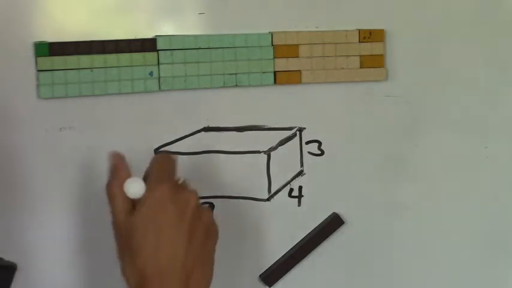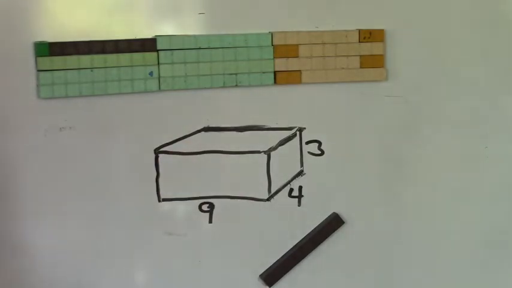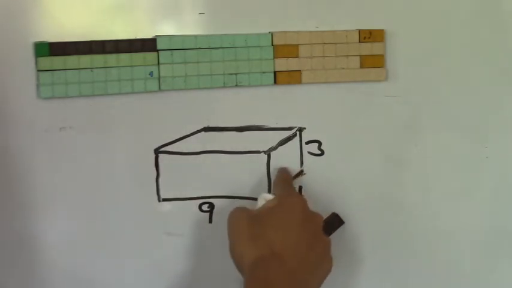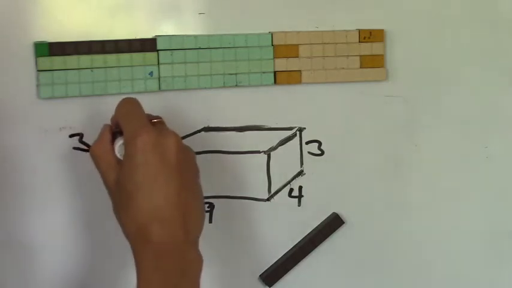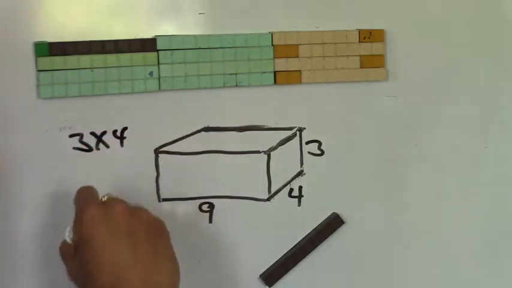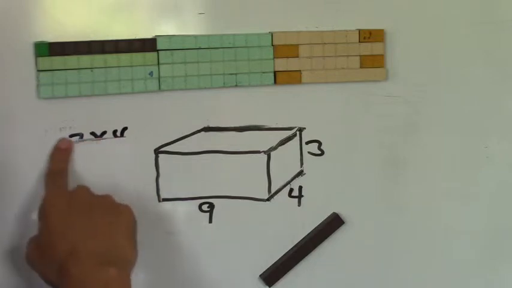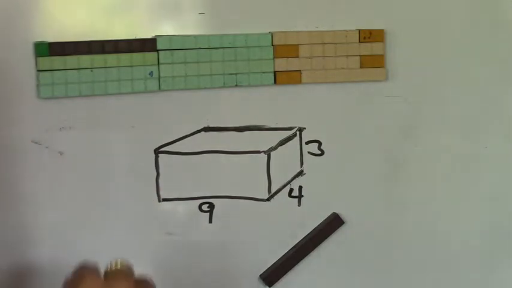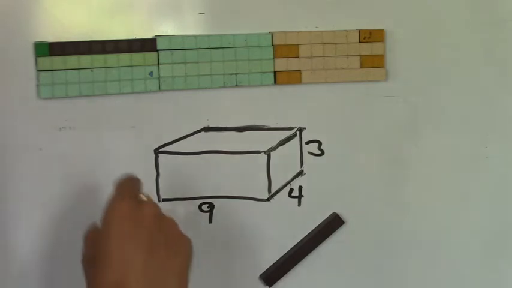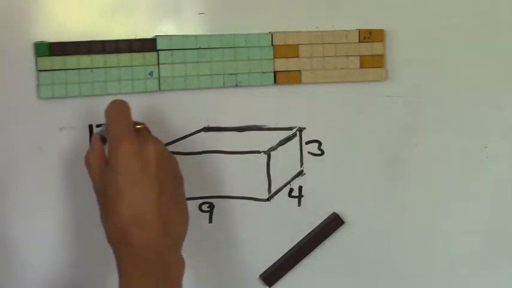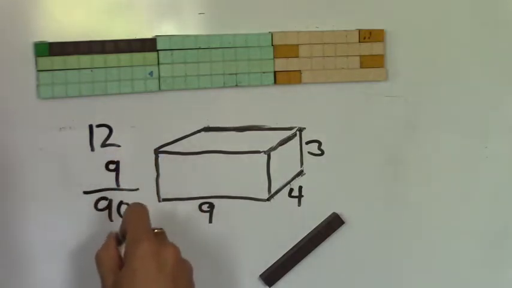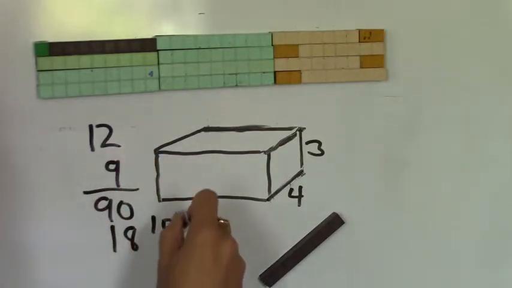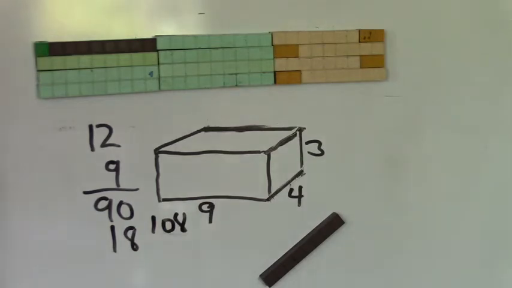I can say that I had 3 times 4, that's this area right here, if I piled them on top of each other. What's 3 times 4? 3 times 4 is 12. Notice when I have a little child, I'm still using the X, and I will move toward parentheses later. And then how many of them do I have? I have 9 12s. So what's that? That's 90 and 18. Still 108. What's the third way I could do it?